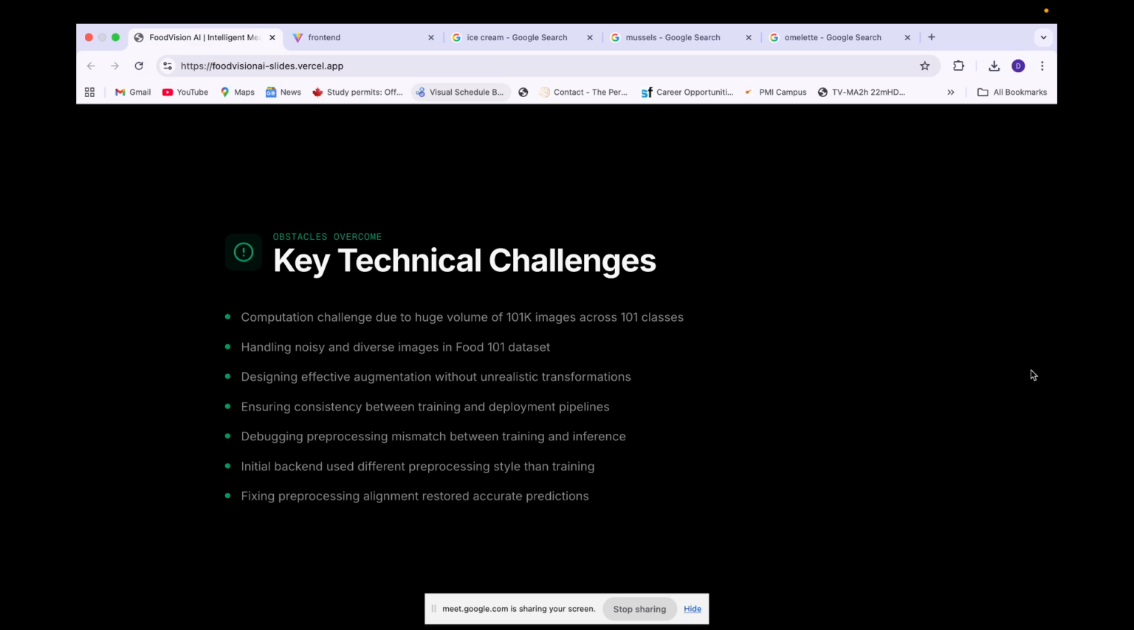We faced a computational challenge. Training on 101,000 images was a huge computational resources task, and it took a huge training time. Next was noisy and diverse images. The images varied in lighting, background, and composition, so we needed strong data augmentation to generalize. And then next was consistency between training and deployment. Every step in the pre-processing pipeline needed to match between training and inference.